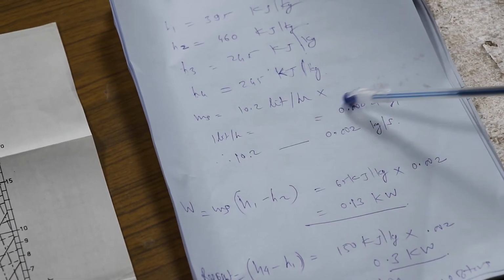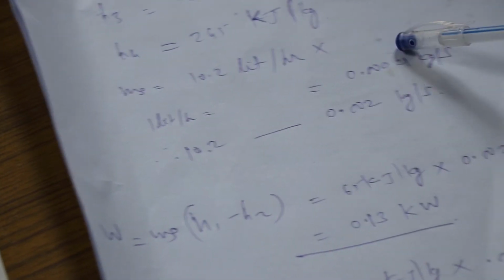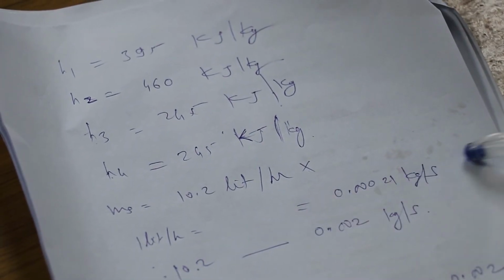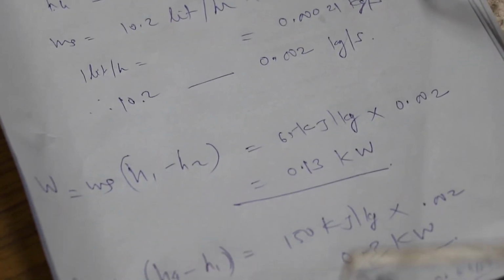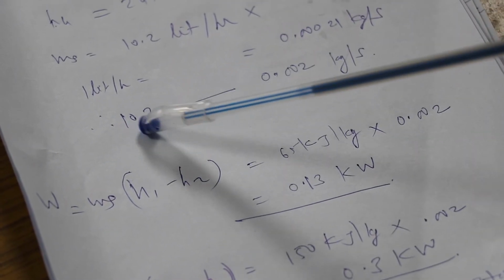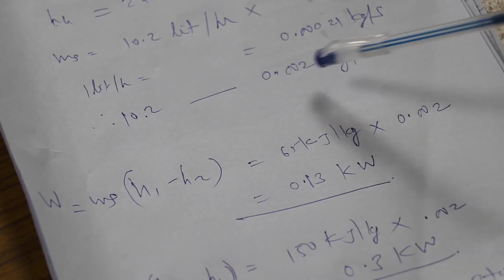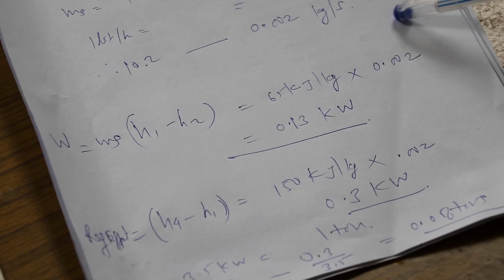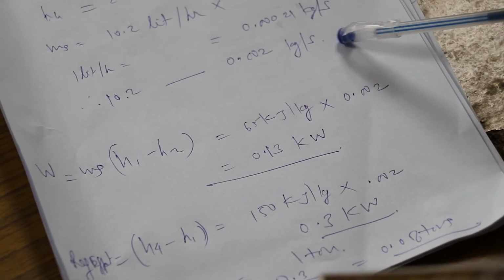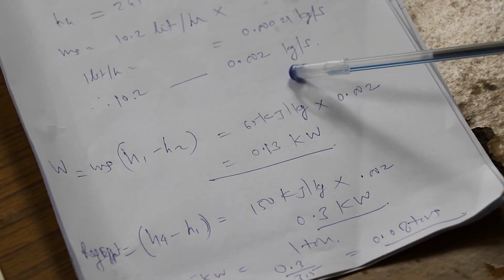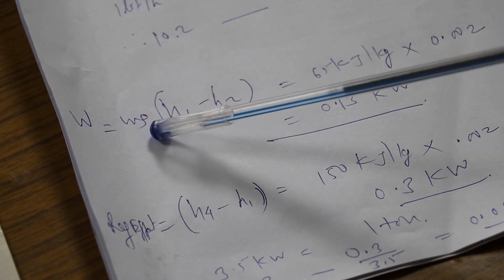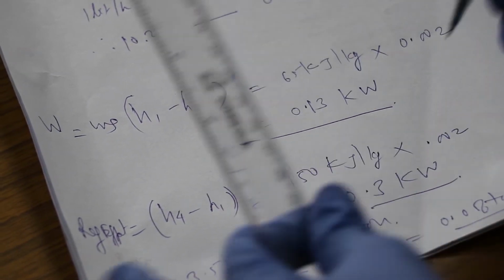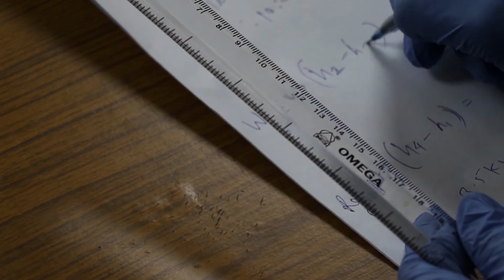Now mass flow rate, which we have calculated from the setup, was 10.2 liters per hour. Now this liters per hour is converted into kg per second by multiplying by the multiplication factor, which is 0.00021 kg per second is equal to 1 liter per hour. So we convert this liter per hour into kg per second, which is 0.002 kg per second. That is almost 2 grams per second flow of the refrigerant. With the help of all this input, we find out the work of compression. The work of compression is equal to mass flow rate multiplied by H1 minus H2. Sorry, this will be H2 minus H1 because H2 is the enthalpy after the compression and H1 is the enthalpy before the compression.